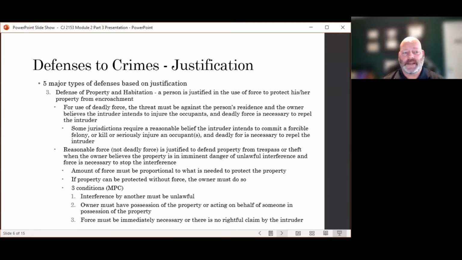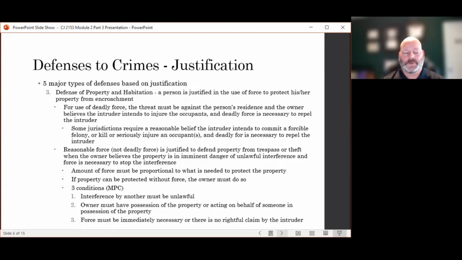Reasonable force, but not deadly force, is justified to defend property from trespass or theft when the owner of the property believes the property is in imminent danger of unlawful interference and force is necessary to stop that interference. Keep in mind that the amount of force has to be proportional to what is needed to protect the property. If property can be protected without force, the owner must do so.